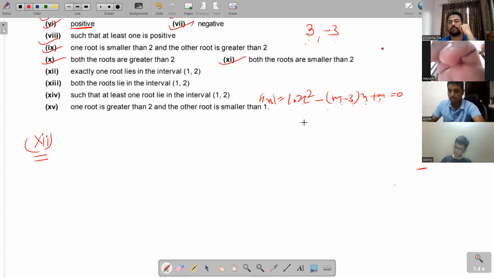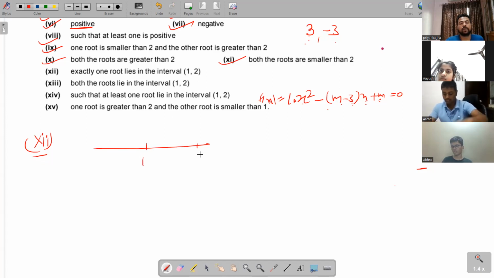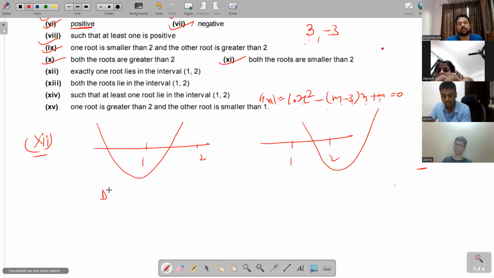Sir, m is greater than 5, m is less than 7. See, in 12, one case is coming as minus infinity to 1 union 9 to infinity, and one is coming that it should be greater than 10. See, exactly one root lies in the interval 1 to 2. Exactly one root lies. So this is your interval 1 to 2. So two cases can be possible, like this or like this, right?